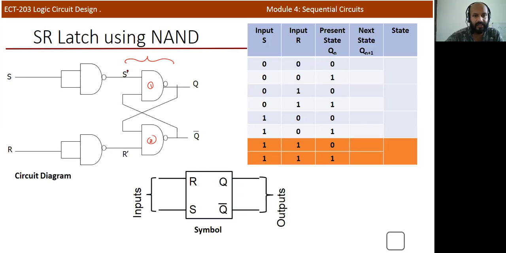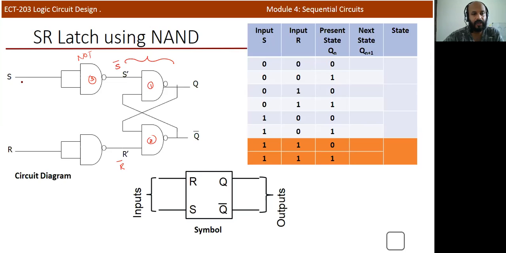But here it is indicated as S bar, and here it is R bar, because for a proper operation, you need to apply S bar here and R bar. So in order to get S bar, we will use one more NAND gate. Okay. So the output of this particular NAND gate, if you apply S here, this is a NOT gate. If both the inputs are shorted, this NAND gate will operate as a NOT gate. So this is equivalent to a NOT gate. So if you apply S, you will get S bar. And if you apply R here, you will get R bar. Okay.